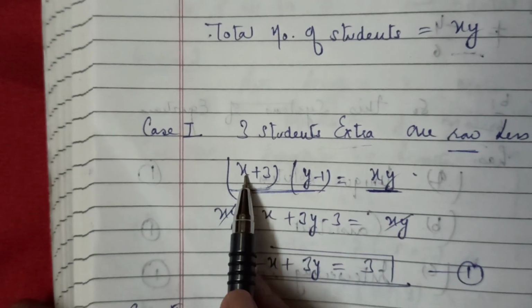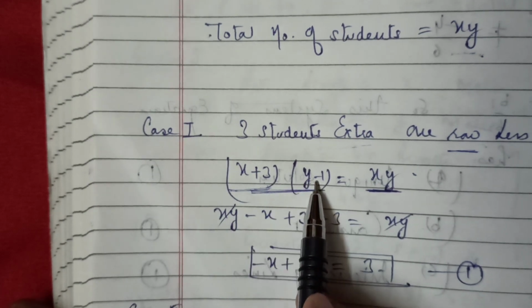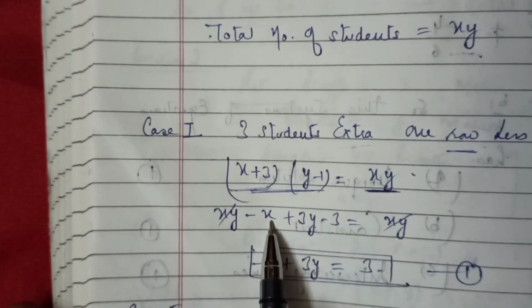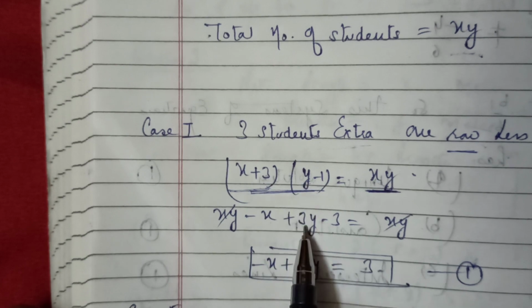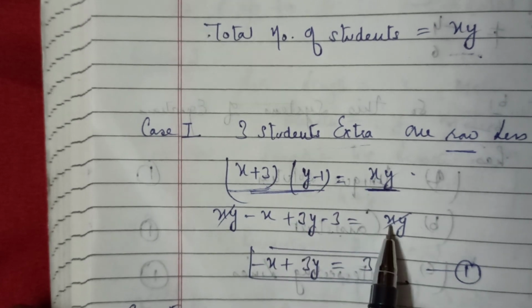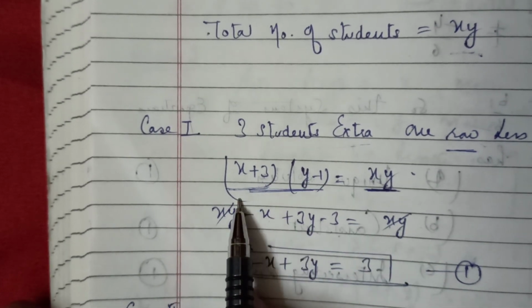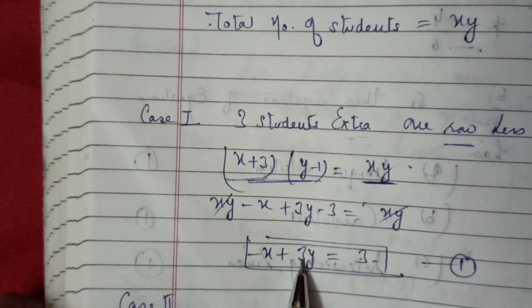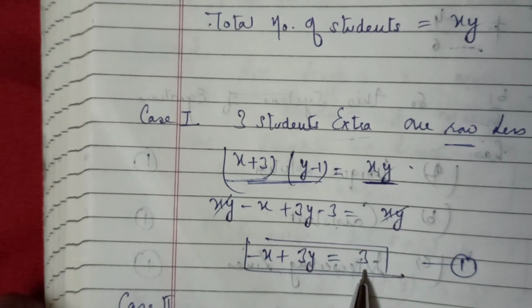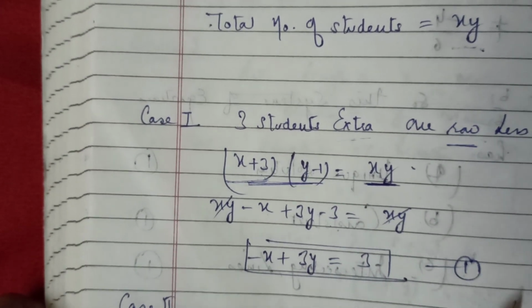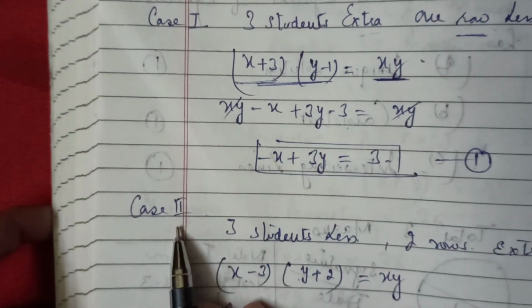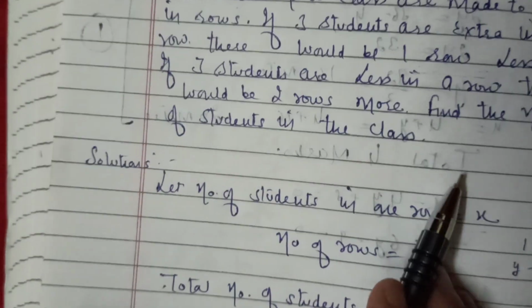Multiply it. x into y, xy, minus x into 1, x, plus 3 into y, 3y, minus 3 is equal to xy. xy cut, minus x plus 3y, this 3 will go to that side, is equal to 3. This is equation 1. Come to the second case.